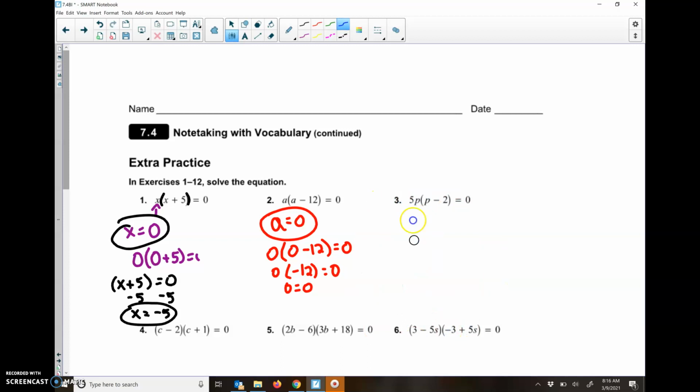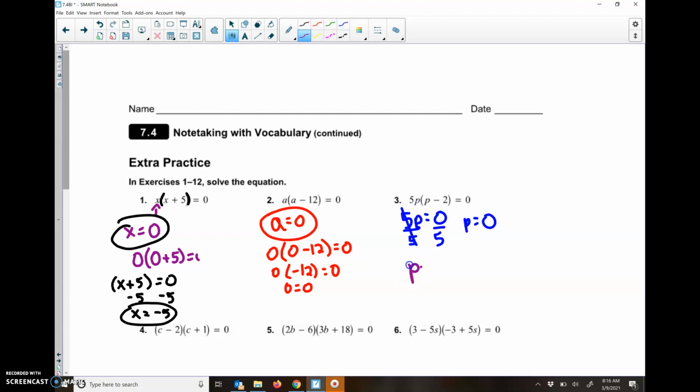Okay. 3, kind of the same thing, except now there's a 5p in front of it, but that doesn't really change my answer. 5p equals 0. I divide both sides by 5. 0 divided by 5 is 0. So p could be 0.